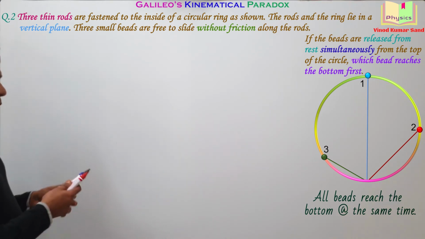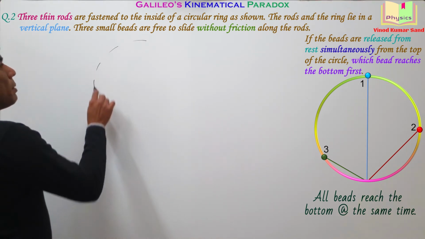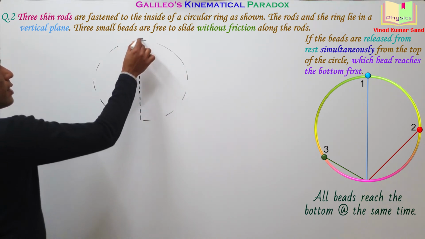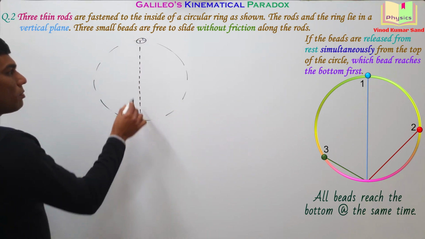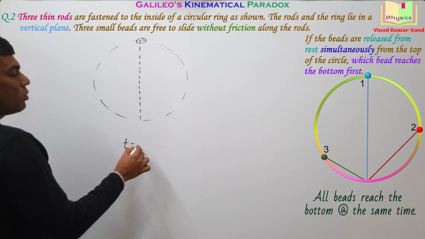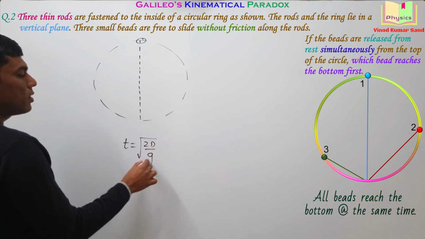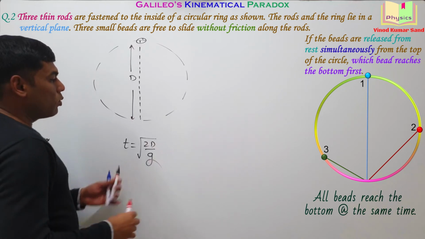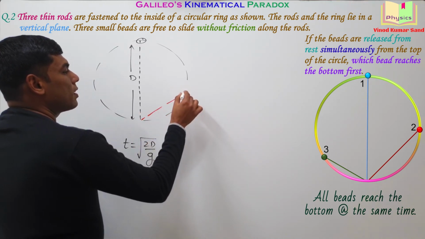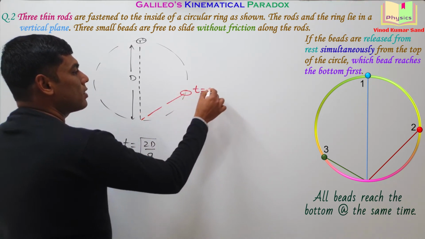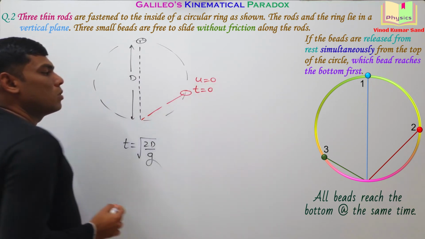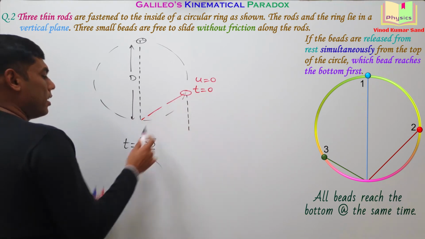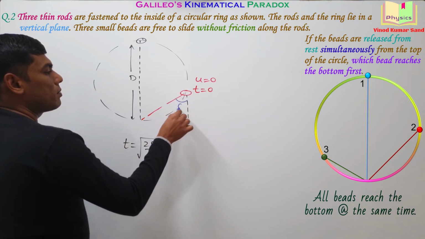Okay, I'm doing the calculation here. As we remember from the previous question, along the vertical diameter, this bead will take how much time? We know that t is equal to root 2d by g, if this distance is d. Okay, so I'm doing the computation for this path. Let's say a bead starts here, t is equal to 0, u is equal to 0, and we consider this angle to be theta.